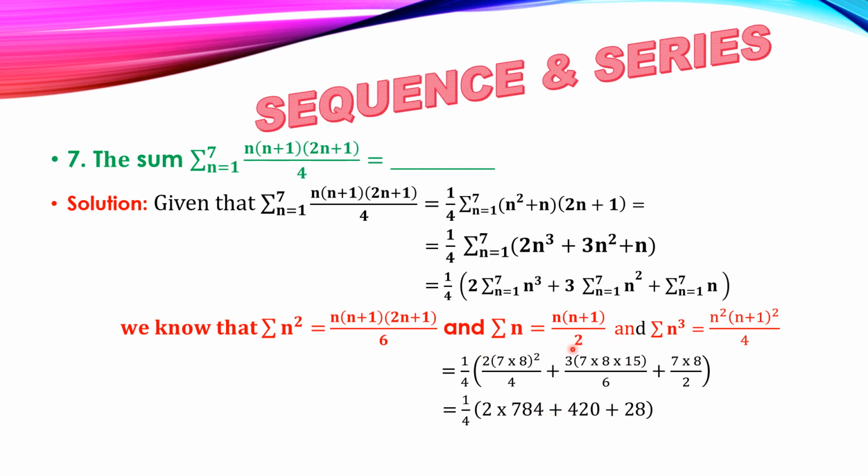plus the second value, 420, and the third value, 28. Now simplify the total sum, that is 504. This is our answer to the given problem.